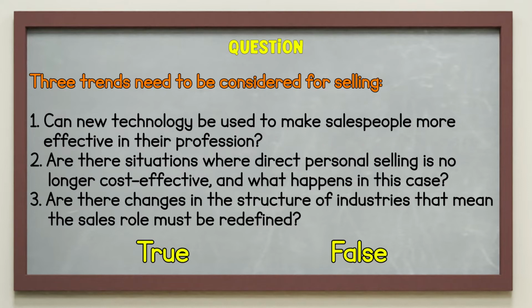Question. 3 trends need to be considered for selling. 1. Can new technology be used to make salespeople more effective in their profession? 2. Are there situations where direct personal selling is no longer effective, and what happens in this case? 3. Are there changes in the structure of industries that mean the sales role must be redefined? True or false?